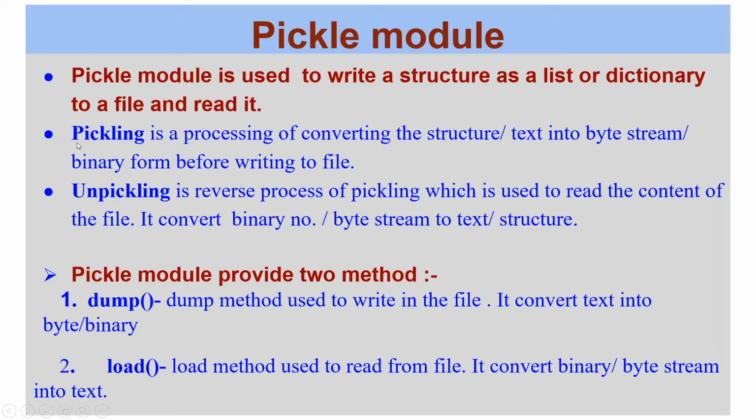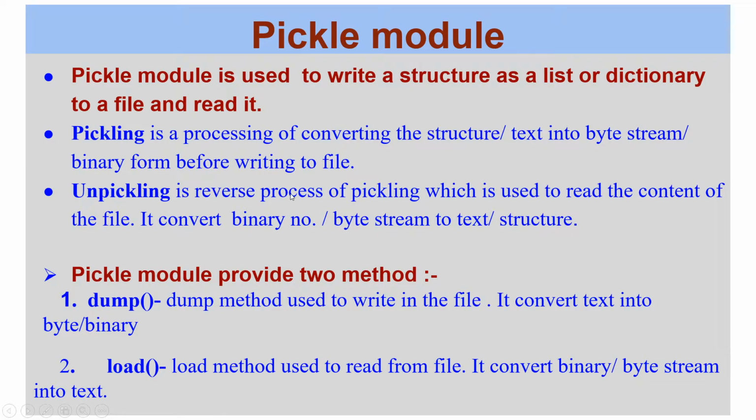Now there are two processes, pickling and unpickling. Pickling is the process of converting the structure or text into a byte stream or binary form before writing to the file. So pickling is a process in which we convert any given structure or text into a byte stream and a binary form. And after that we will write that binary data inside the binary file.